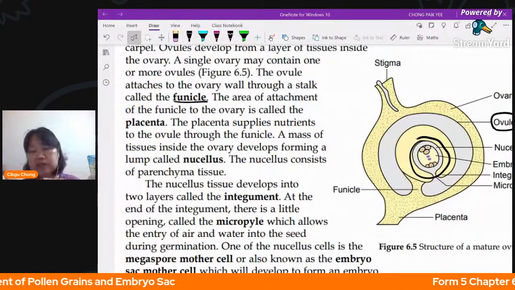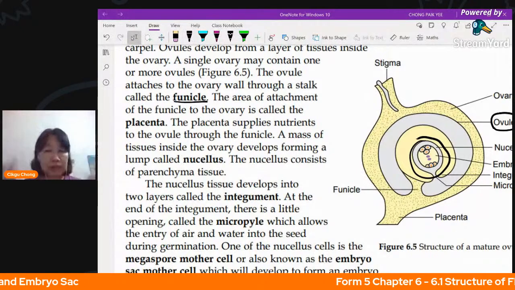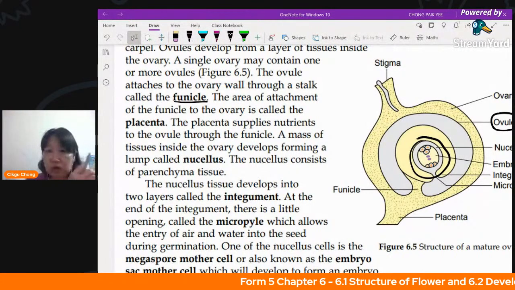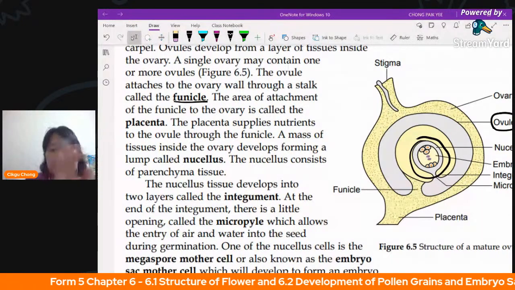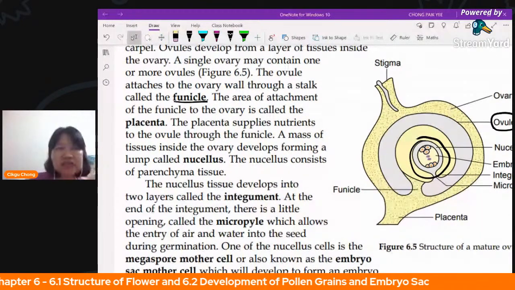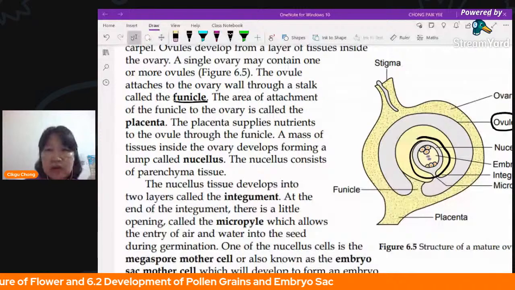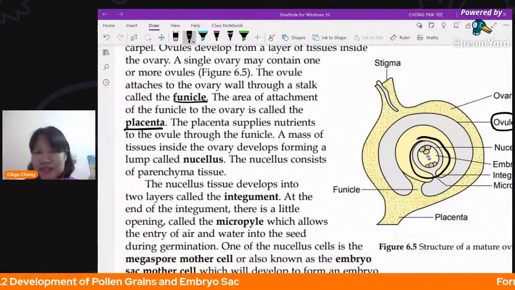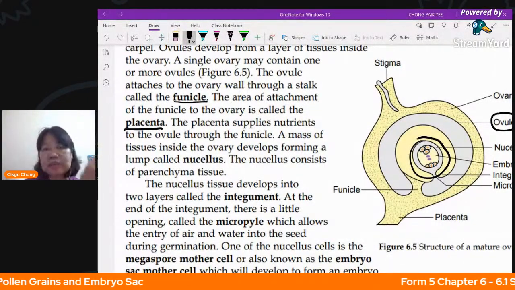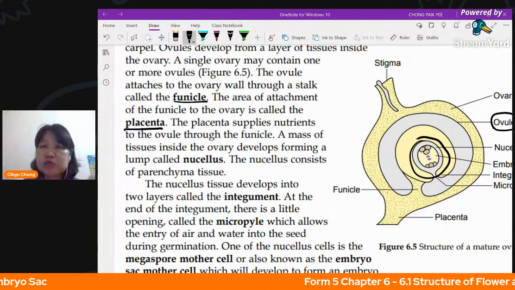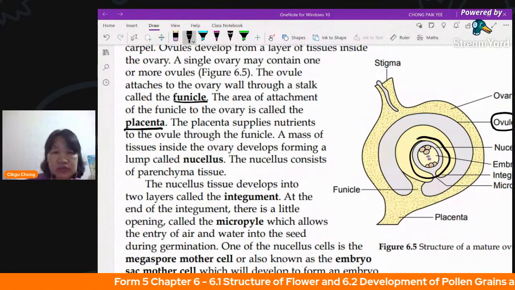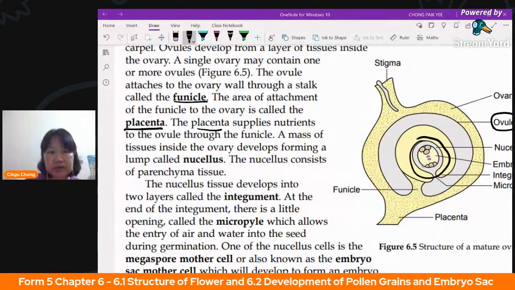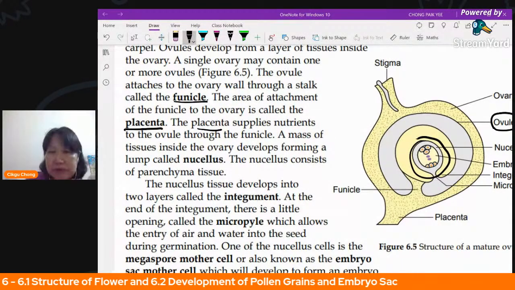Just like a seed, when you open up a fruit, you find the seed is stuck to the ovary, correct? You have to pull it out. So that part is the funicle, and the part of the attachment a bit further up is called the placenta. Just like how the baby is attached to the wall of the womb or uterus, you have the placenta. The placenta, as the name suggests, supplies nutrient to the ovule. The human placenta supplies nutrient to the developing embryo as well.